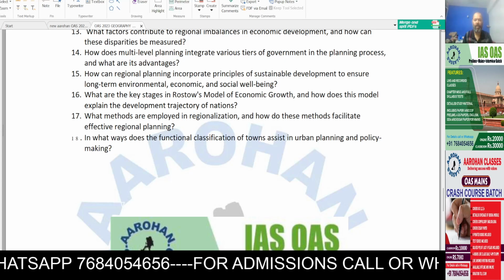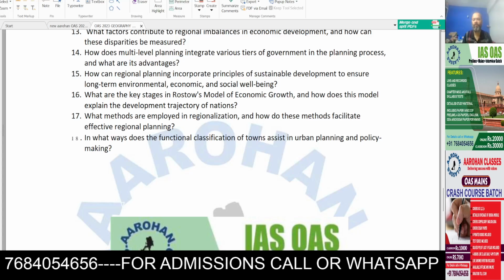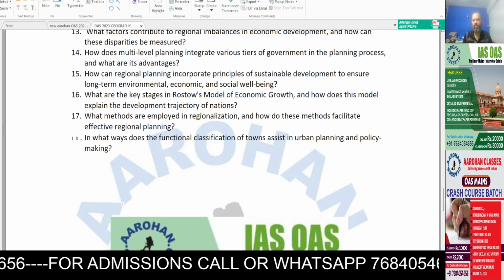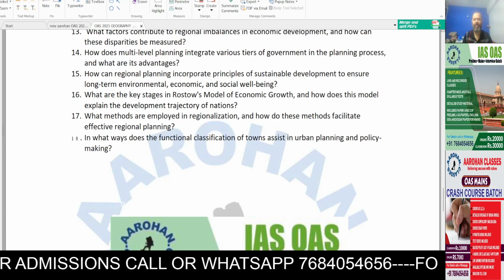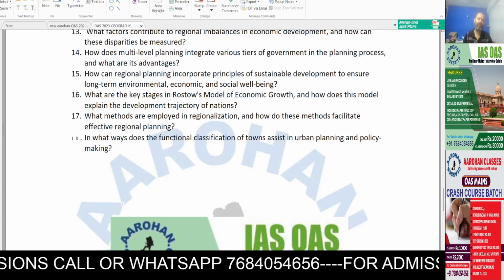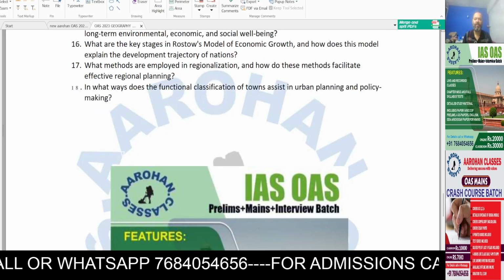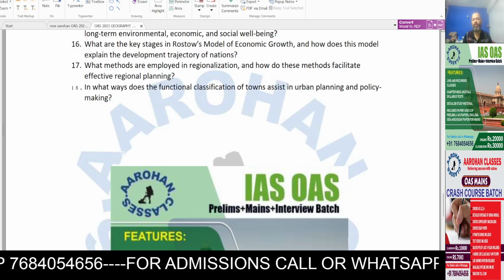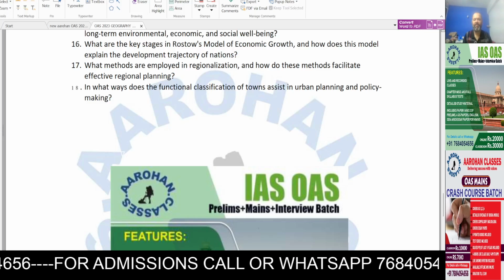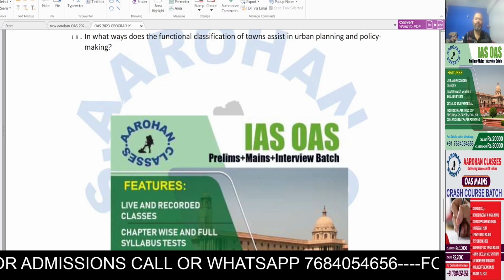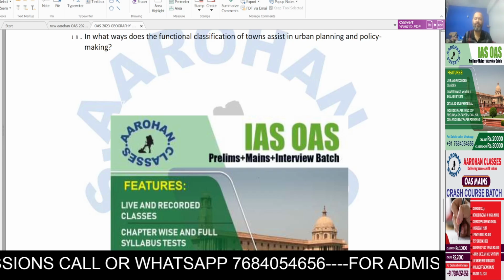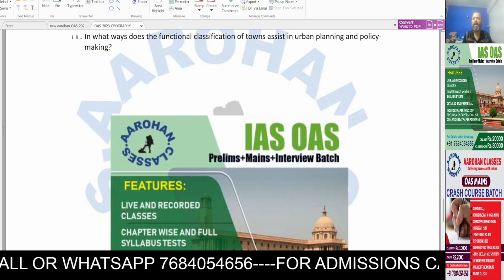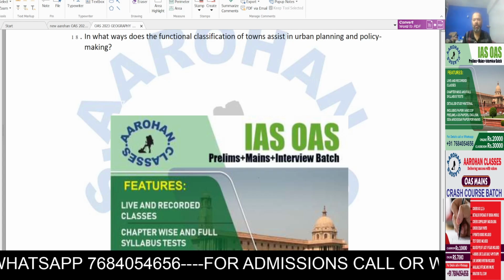Question 16. What are the key stages in Rostow's model of economic growth, and how does this model explain the development trajectory of nations? Question 17. What methods are employed in regionalization, and how do these methods facilitate effective regional planning? Question 18. In what ways does functional classification of towns assist in urban planning and policy making?